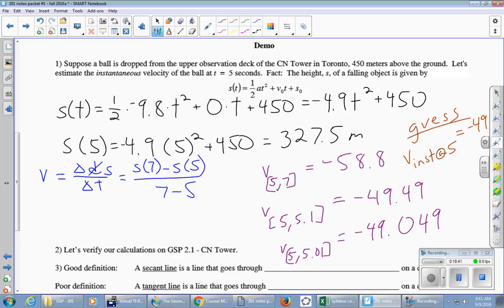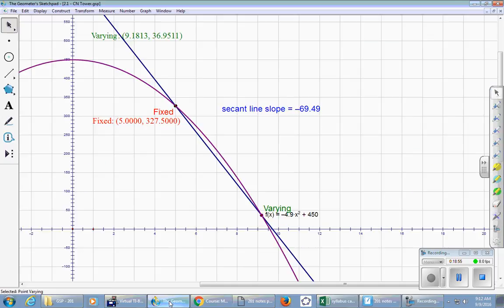Fair? So we see, we find average velocities over better and better intervals. Great. Okay, one visual that we can take a look at here is this piece of software called Geometers Sketchpad. I'll show some things on this throughout the semester. The formula for that purple parabola looking thing is down here. It's negative 4.9 x squared plus 450. This is supposed to represent the height of the ball as time passes, okay?